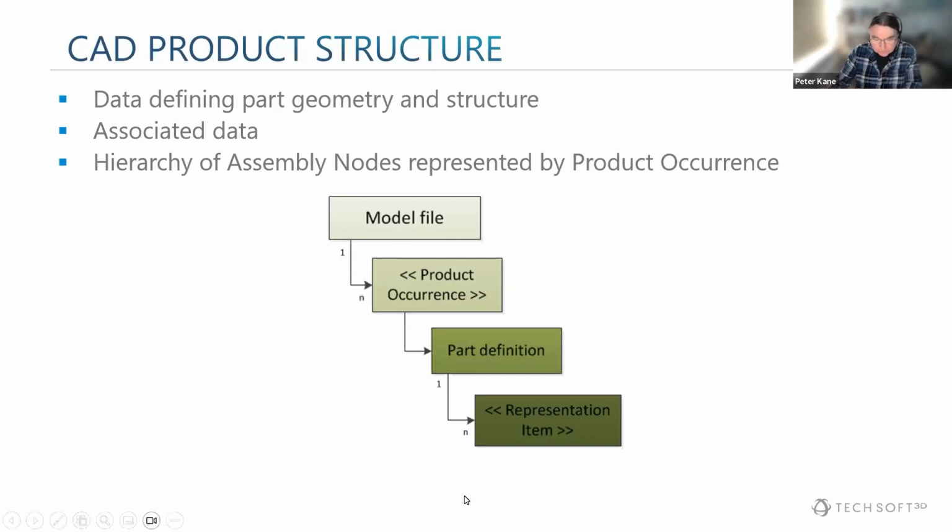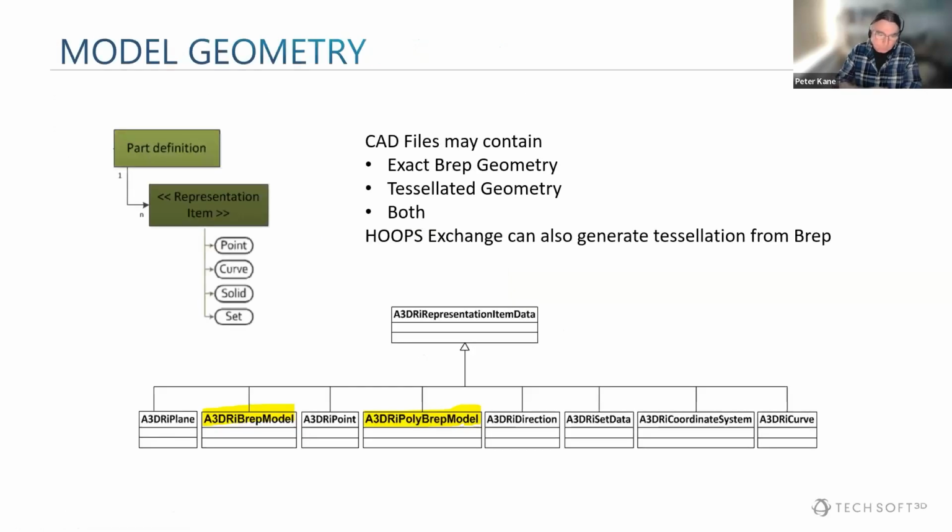As the name implies, we've got a part definition, which represents a single part, typically in a CAD file, and that part in turn is represented by something we call a representation item. So we're starting with a model file. We have a hierarchy of assembly nodes, which we call product occurrences. These product occurrences give the structure of the CAD file, and then we get down to an individual part definition. That individual part definition may have more than one representation.